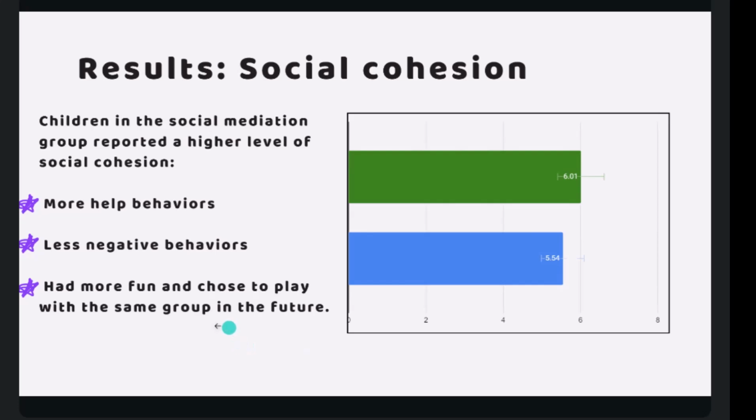So they thought their group members were more helpful, less negative, so less hitting, less harassing each other. And they reported having more fun and chose to play with the same group in the future more often than the kids in the other group that didn't get the social facilitation.